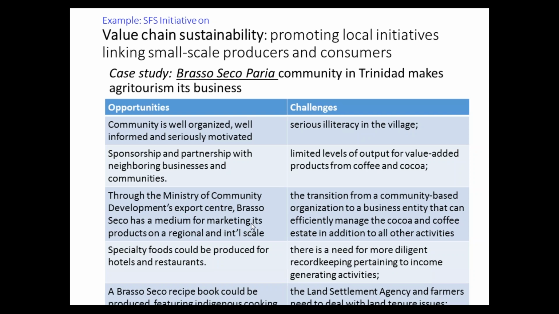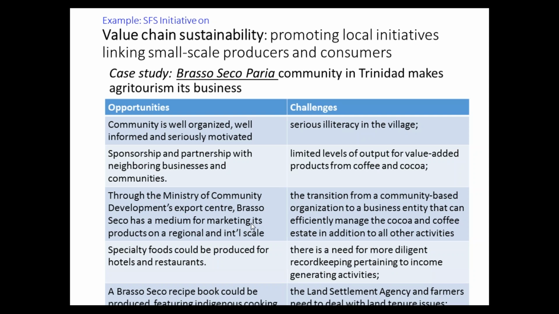There's actually 3 lessons learned from this practical case, like this community in Trinidad. And the first one is that success of community-based initiatives often relies on the impetus of a core group of dedicated people with a shared vision and willingness to work closely with each other.